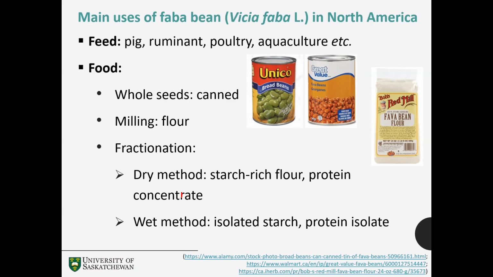In a dry method, faba beans are typically dehulled, pre-milled, and air classified to produce starch-rich flour and protein concentrate. In a wet method, the faba bean seed can be fractionated into isolated starch and protein isolate. Compared with the ingredient from the dry method, isolated starch and the protein isolate have a higher purity.